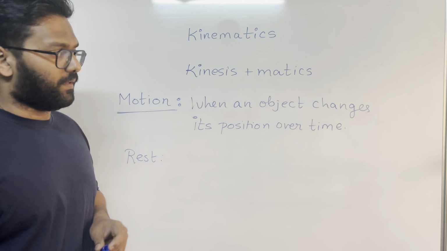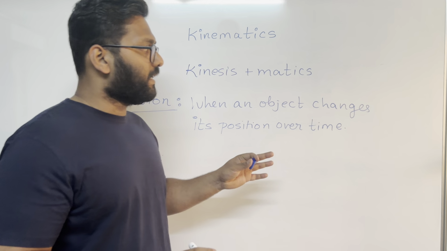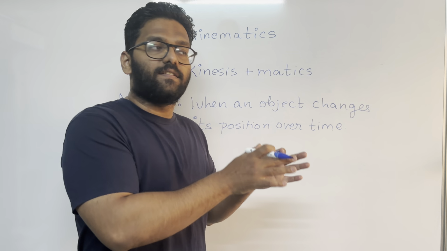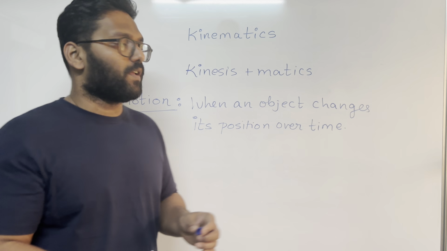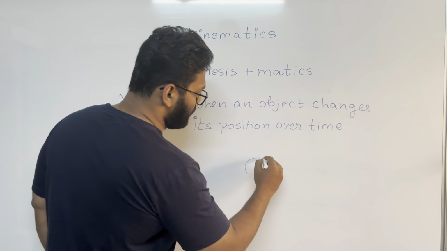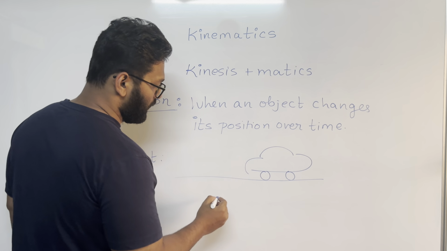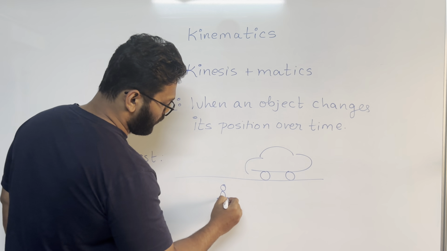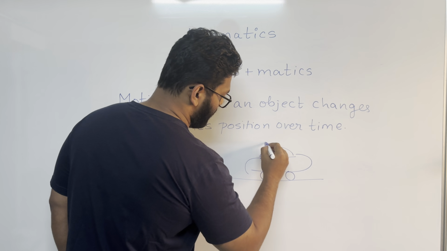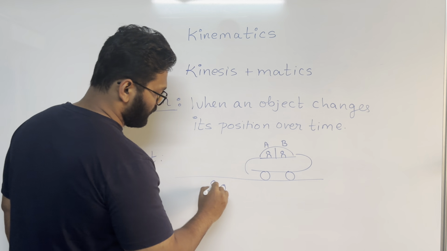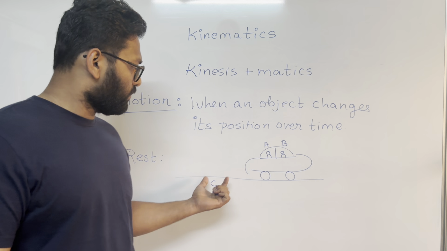Now see, motion and rest are not absolute concepts. Something will be at rest for some person, but the same thing will not necessarily be at rest for another person. For example, suppose there is a car, and this car is moving very smoothly on a road, and there is a person on the ground, right? There is a ground observer, and let's say there are two observers in this car. Let's say observer A and observer B, and this is observer C. The observer C observes A and B, and observers A and B also observe C.